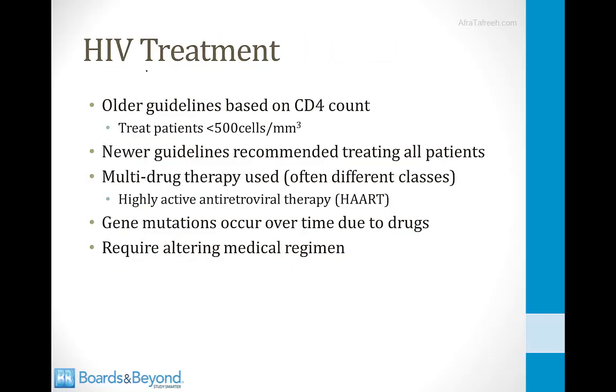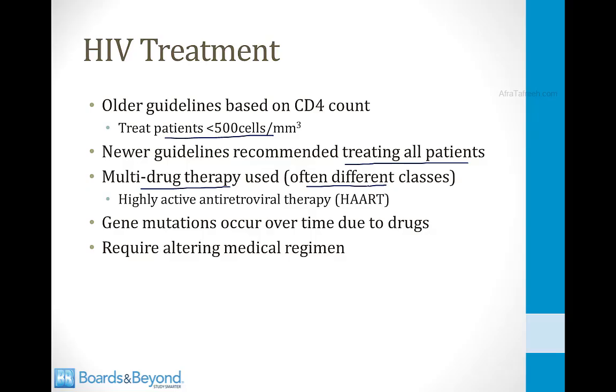In another video, I talk about drugs that can be used to treat HIV infection, but let me just give you an overview here of how HIV treatment is generally done. Older guidelines that were in place when I was in training recommended treating based on the CD4 count. So for example, they would recommend not treating patients until the CD4 count fell below a certain level, usually about 500. Newer guidelines recommend treating all patients, and now generally all patients are offered therapy no matter what the CD4 count is.